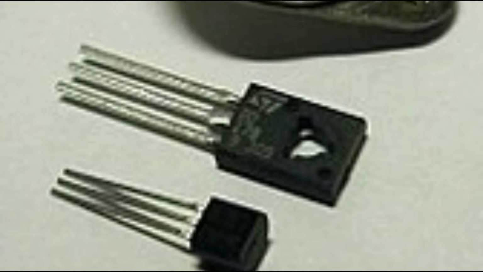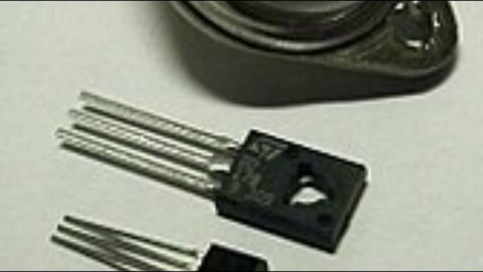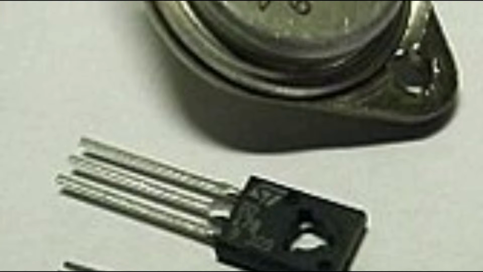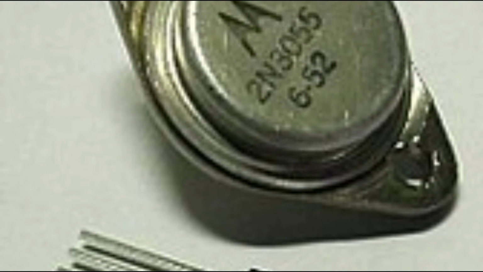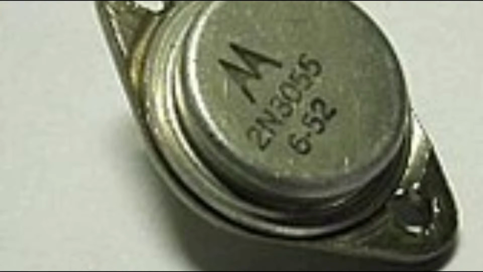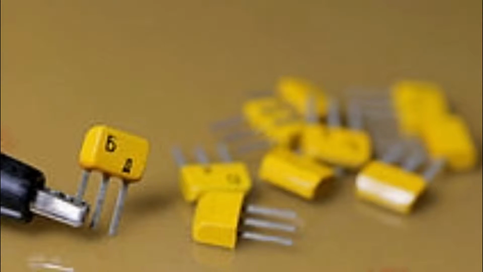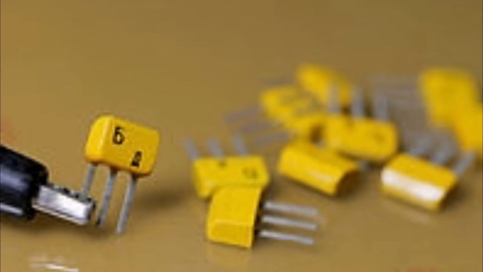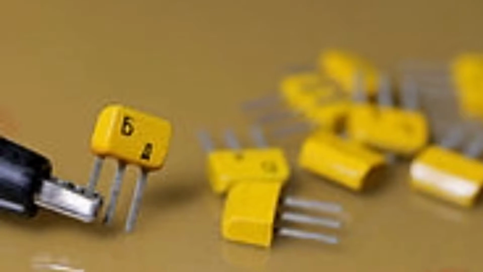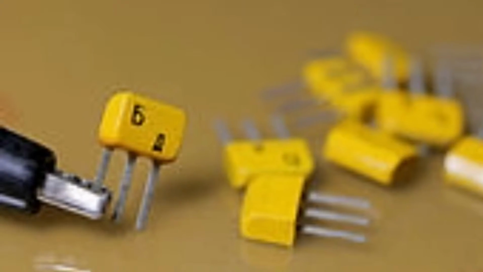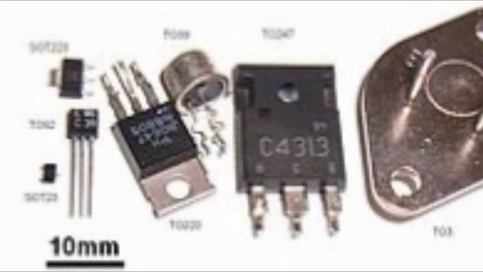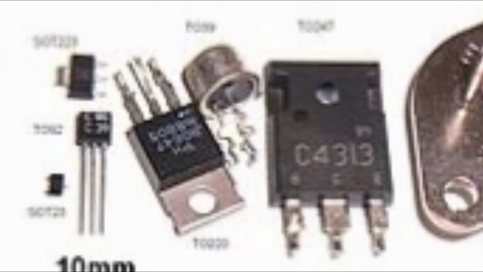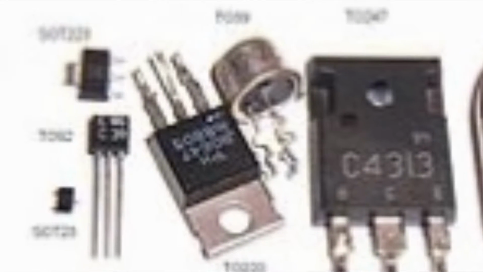A transistor is a semiconductor device used to amplify or switch electronic signals and electrical power. It is composed of semiconductor material, usually with at least 3 terminals for connection to an external circuit. A voltage or current applied to one pair of the transistor's terminals controls the current through another pair of terminals. Because the controlled power can be higher than the controlling power, a transistor can amplify a signal.